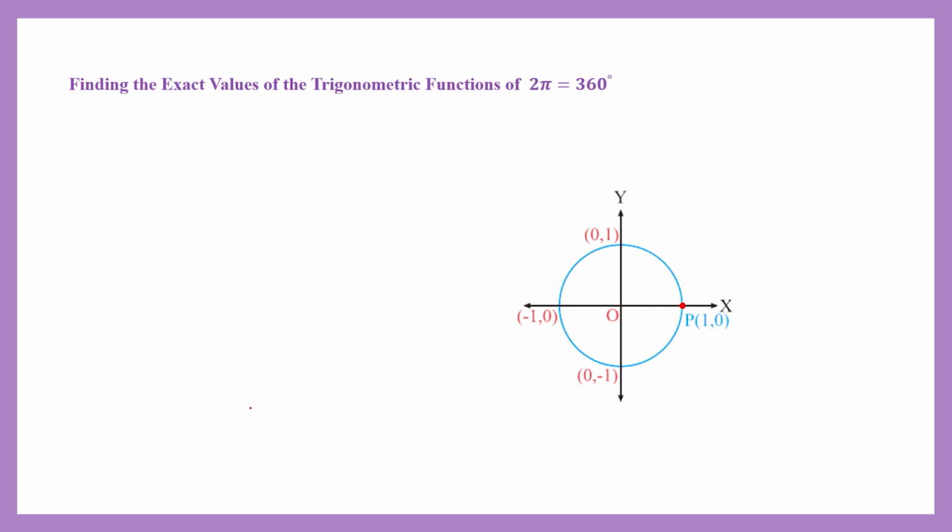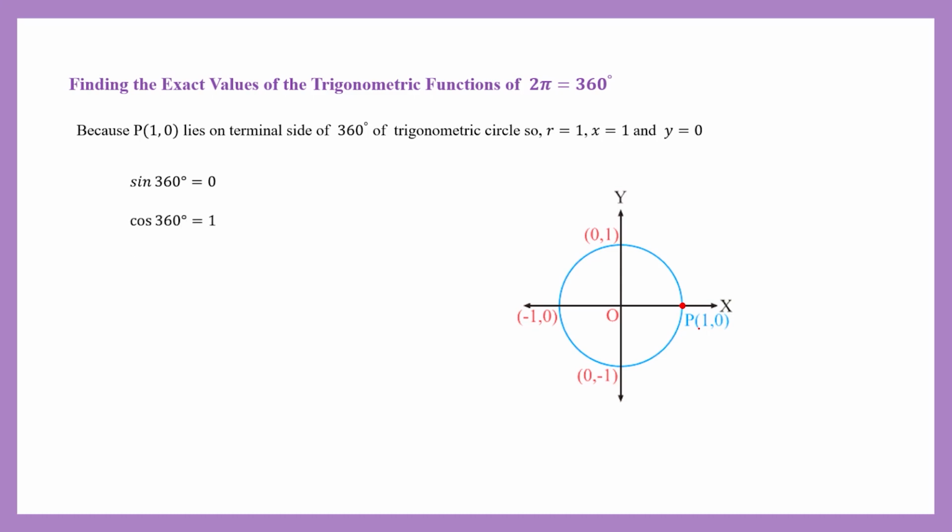Now let's find out the exact values of the trigonometric functions of 360 degrees. We know that the point P, which is (1, 0), lies on the terminal side of the angle 360 degrees, or 2 pi. So 1, which is the abscissa of the point P, will equal the cosine of 360 degrees, and 0, which is the ordinate, will be equal to the sine of 360 degrees. For finding tangent, we should divide the value of sine by cosine, which is equal to 0.